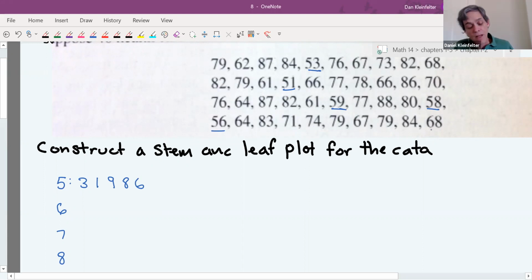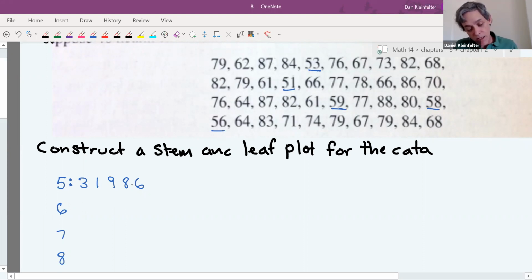And then that's it. So here, there were 1, 2, 3, 4, 5 values in the 50s, but I didn't write down the 5 every time. I wrote the 5 down once, and then all I had to keep track of after that was just the ones digit. So the 3 right here represents 53. The next digit is a 1, so 51. Then 59, then 58, then 56.